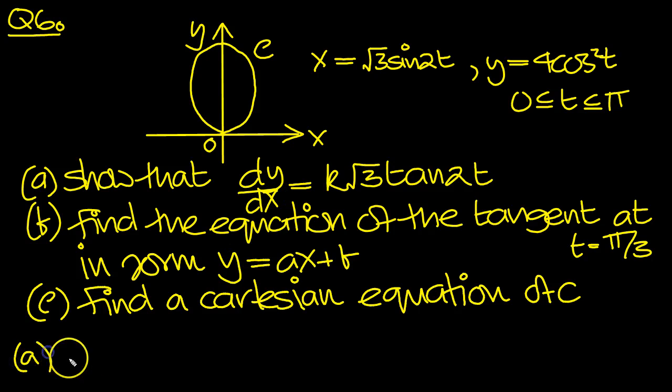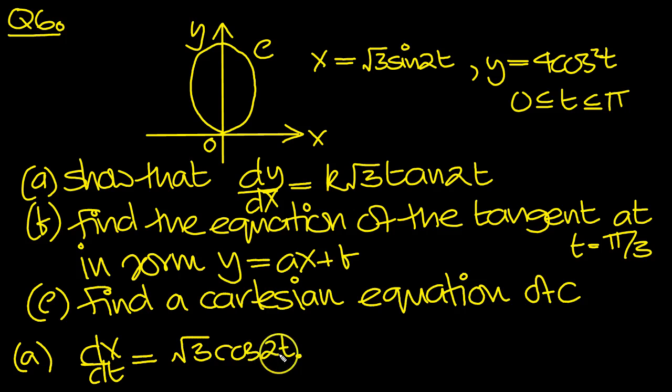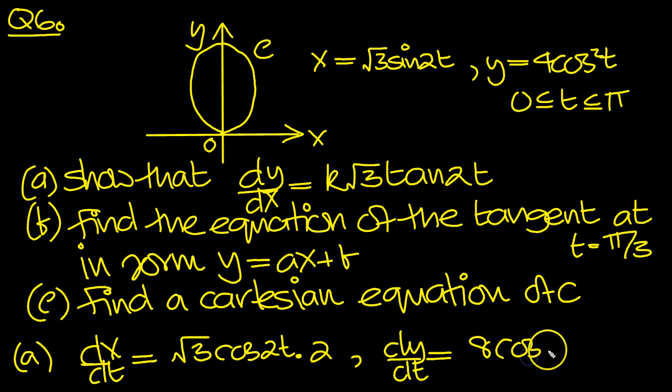So part A. First of all, we need dx/dt, don't we? Differentiate this. Sine of something goes to cos of something. Root 3 lots of cos of something multiplied by the something differentiated with respect to t, which is 2. dy/dt then: 4 cos squared, something squared, the 2 comes down to be with the 4 to make 8, cosine t to the 1, multiplied by the something differentiated, minus sine t, function of a function rule.